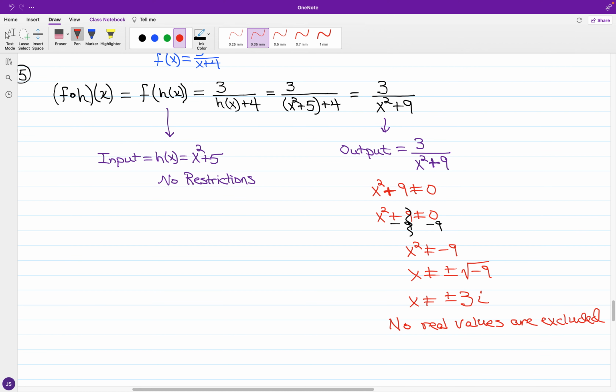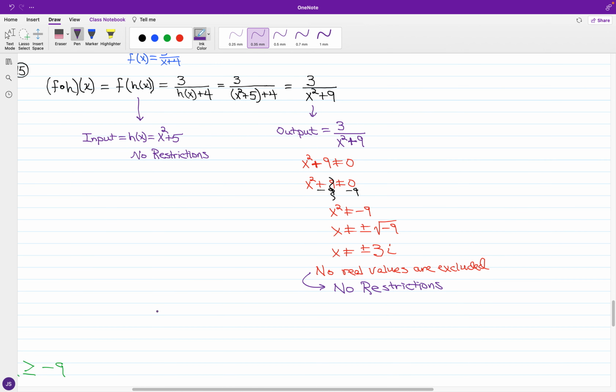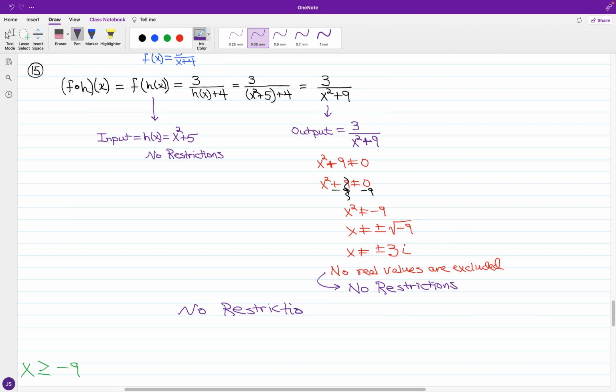So you have no real values excluded. You can plug in anything from the real number system and have this ratio be defined. It could be 0, positive, or negative for what we have in x. Since there are no real values excluded, that means just like the input, the output has no restrictions. So between the input and the output, we have no restrictions at all. This means, in consequence, that for this particular composition, the domain consists of all real numbers.